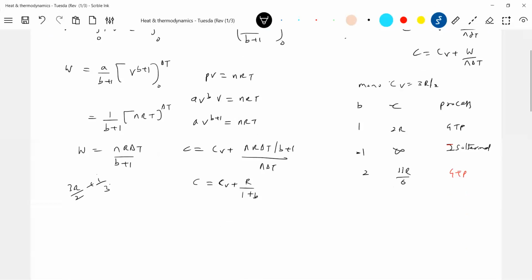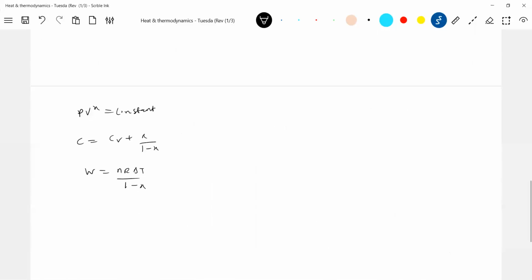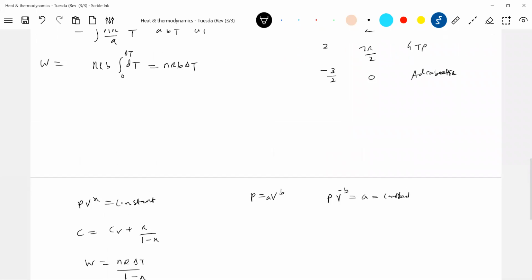Our discussion was this one, no? First we started with P equal to A V to the power of B. That A everything will become constant, so this can be written like this. This is nothing but equal to constant. A and B are constants. In place of B, what do you have? In place of B, X is there. Nothing wrong.